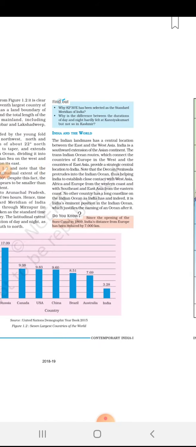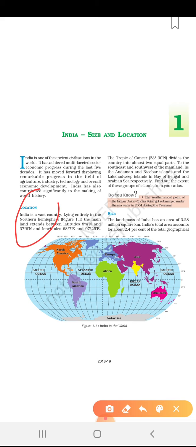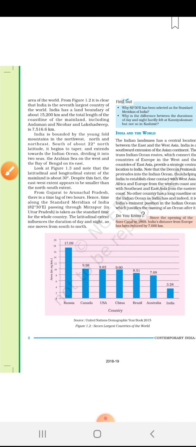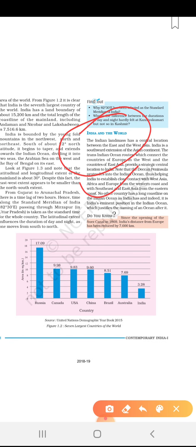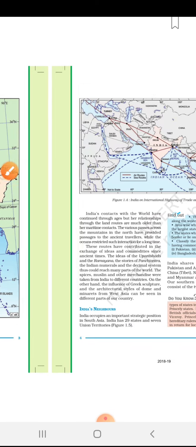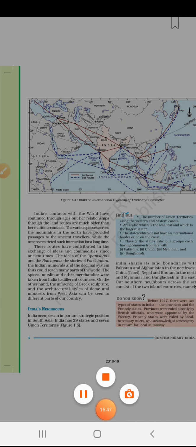As I have already told you, we'll sum up. I'll also send you a video. First we talked about India's location, then its size, and then India and the world, India's relationship with the world. And then I told you about India's neighbors. This is enough for this chapter.